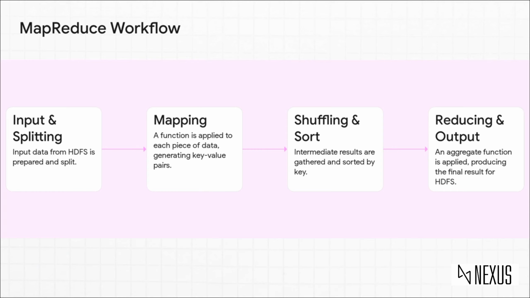After your data gets split up, the map phase kicks off on hundreds, maybe thousands of machines at once. Each one runs the same function on its little piece of data, spitting out key-value pairs. Then the framework automatically does this shuffle and sort phase, where it gathers up all those pairs and groups them together by their key. Finally, the reduce phase comes in, takes each group of values and does some kind of aggregation, like counting or summing, to get your final answer. That result then gets written right back out to HDFS.